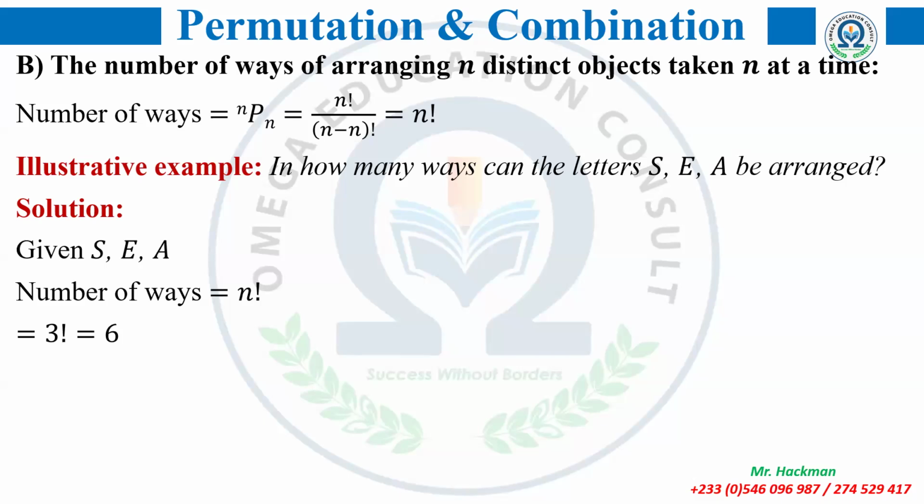As usual, the solution to the illustrative example, given SEA: this time you are arranging all of them. So the number of ways equals n factorial, and n is 3. So it gives 3 factorial, which is equal to 6. Is that clear?